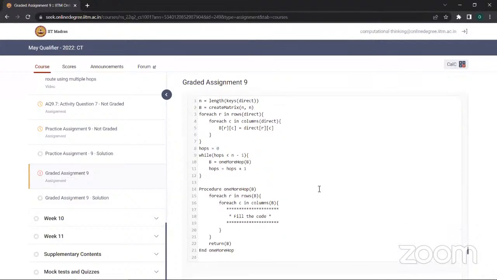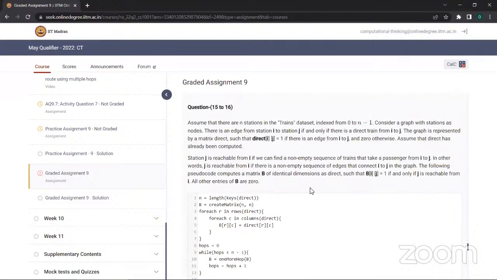Yeah, which means there exists a node from self to self itself. No, that won't be possible. See, listen, I will tell you. Initially, if I and J both are equal, that means we are talking about the principal diagonal, right? It will be 0. Yes, sir, as per the direct matrix, it will be 0.